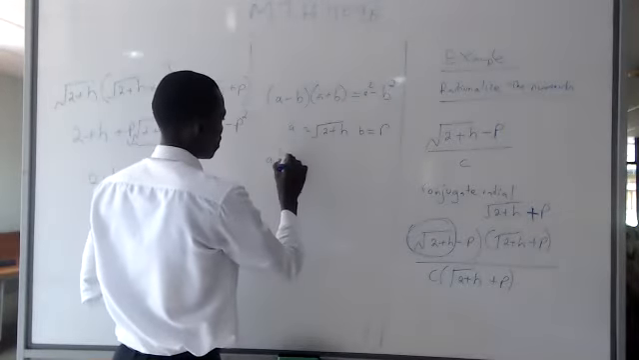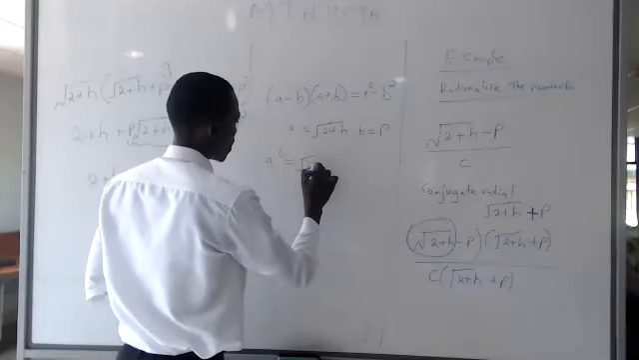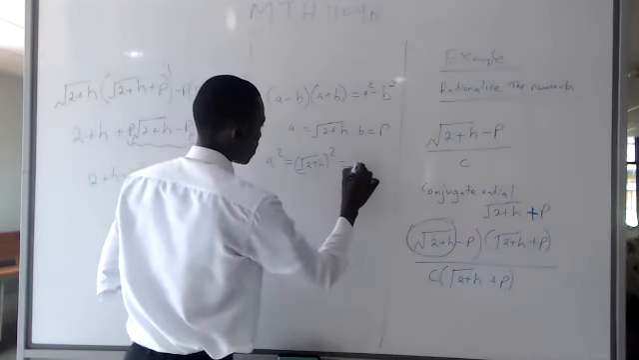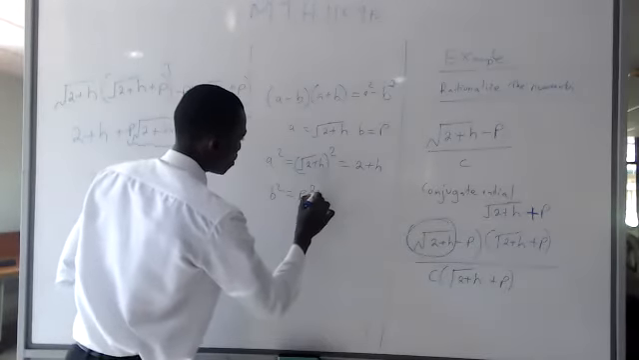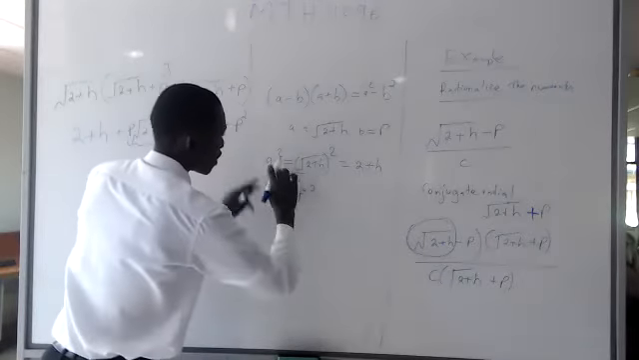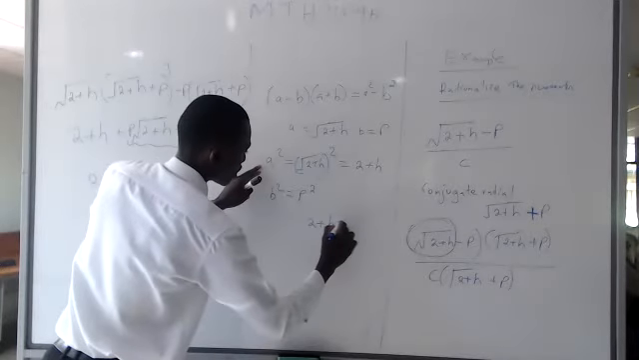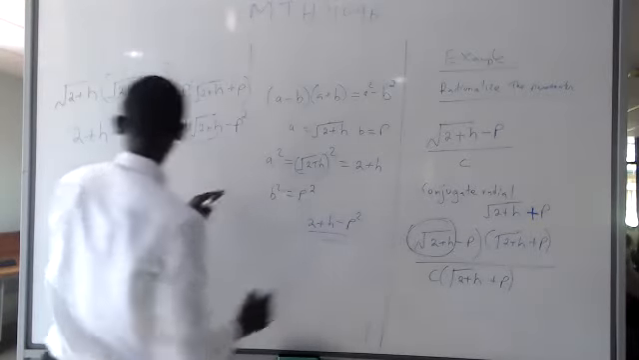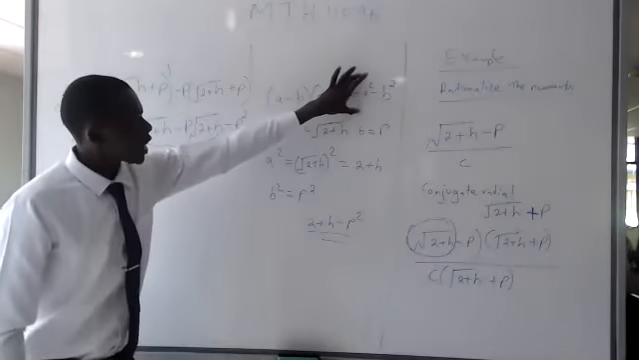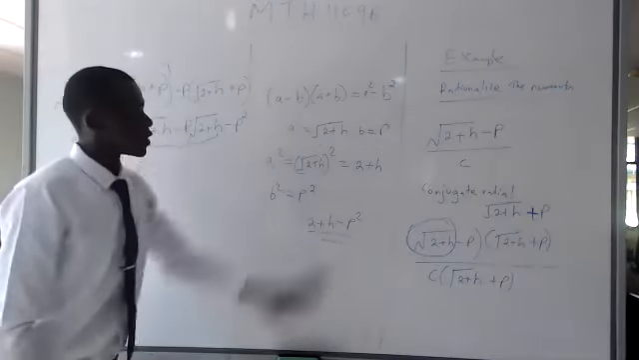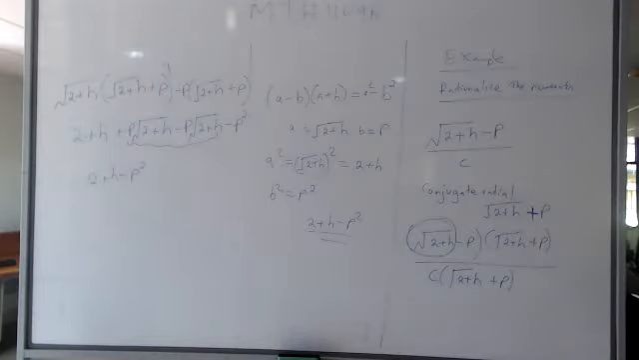So what is a squared? A squared is just going to be the square root of 2 plus h squared. That gives you 2 plus h. b squared is going to be p squared. So you expect a squared, which is 2 plus h, minus b squared, which is p squared. You get the same answer without having to expand, because when you expand, you might even make some mistakes. So I advise you to use this identity. This is called the difference of squares. It will help you with this whole rationalization.